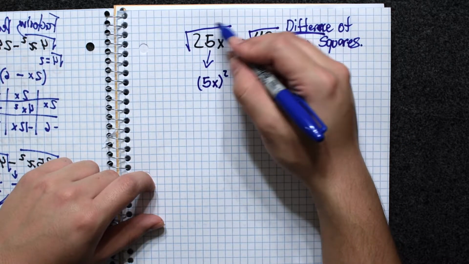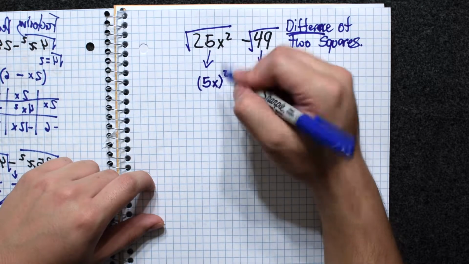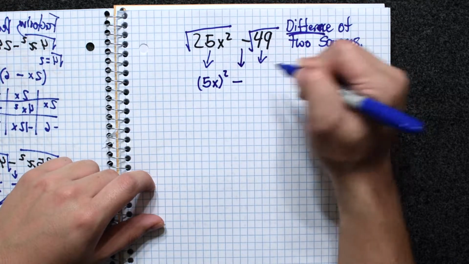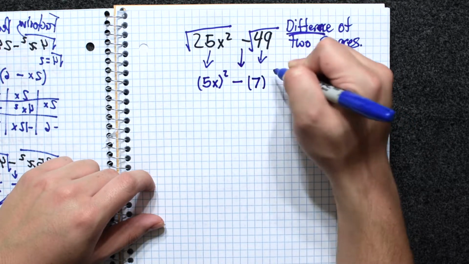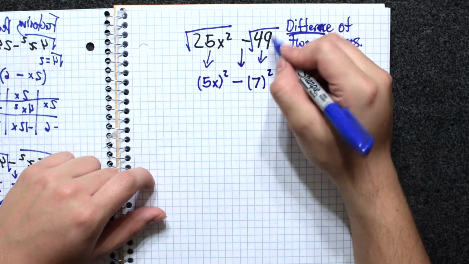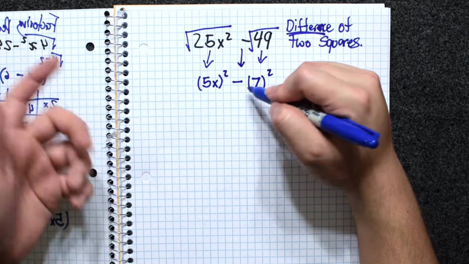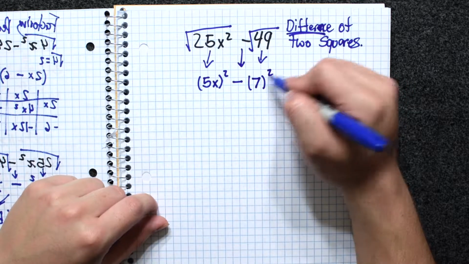Why? So that I don't change anything, right? I haven't changed the value of my first term. I'm just changing the way it looks. That negative I'm just going to bring down. And once again, this 49, I'm going to take the square root and put a squared because I'm not changing the value, right? I'm not doing minus 7. I'm subtracting 49. I'm just changing the way it looks.